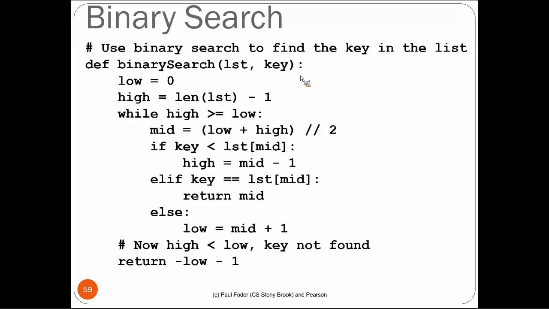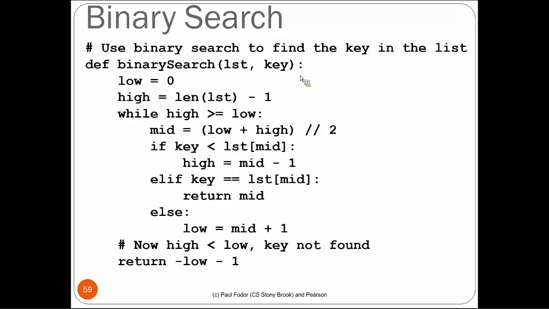As long as the high is greater than or equal to low, middle is the integer division of low plus high divided by 2. We compare the key with the element in the middle, list of middle. If the key is less than the list of middle, then we discard half of the array. The list is sorted, so we want to find the index in logarithmic time of the key in that list. Since the key was less than the element in the middle, we can discard all the elements that are greater than the element in the middle. So the index for high is reassigned to middle -1.